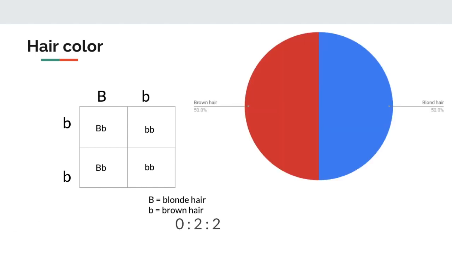When she finished her Punnett square, she noticed that there was a 50% chance she would have gotten blonde hair, and a 50% chance she would have gotten brown hair. This also means that if her parents had 4 children, most likely 2 of them would be blonde and the other 2 would be brunettes. The ratio is 0 homozygous dominant to 2 heterozygous to 2 homozygous recessive.